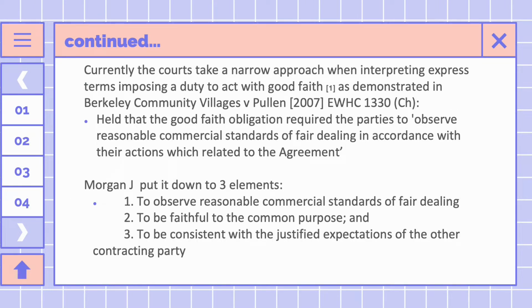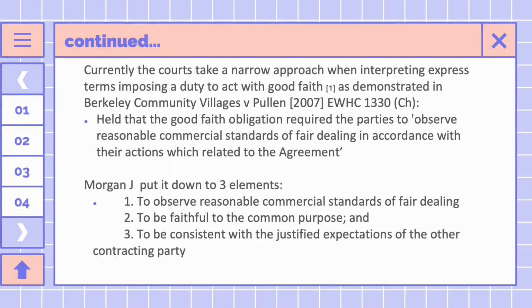Even though it isn't acknowledged in a traditional sense, it has some recognition and adoption within the UK law system. This can be seen in Berkeley Community Villages v Pullen, where it demonstrates the court taking a narrow approach when interpreting express terms in imposing a duty to act with good faith. Justice Morgan in this case held that the good faith obligation required the parties to observe reasonable and commercial standards of fair dealing in accordance with their actions which related to the agreement.